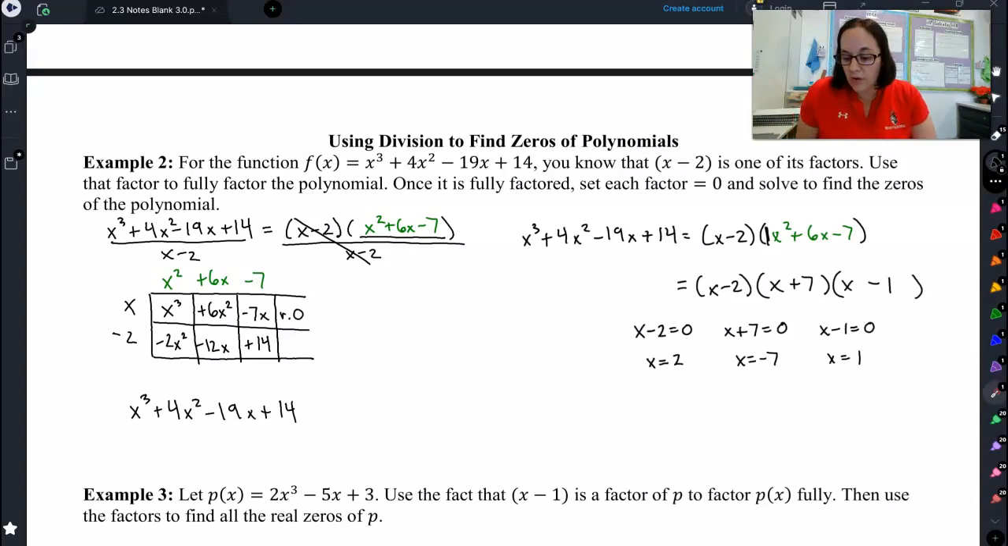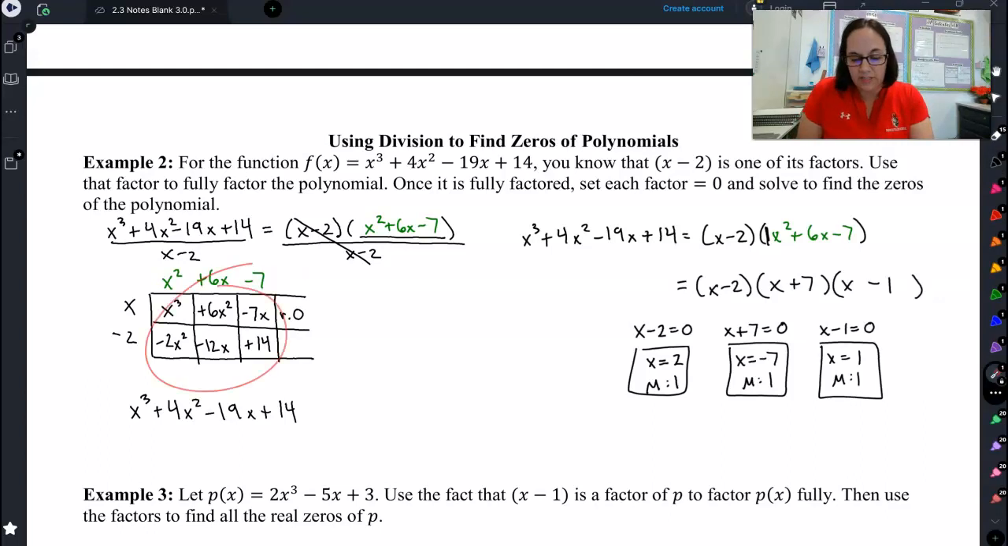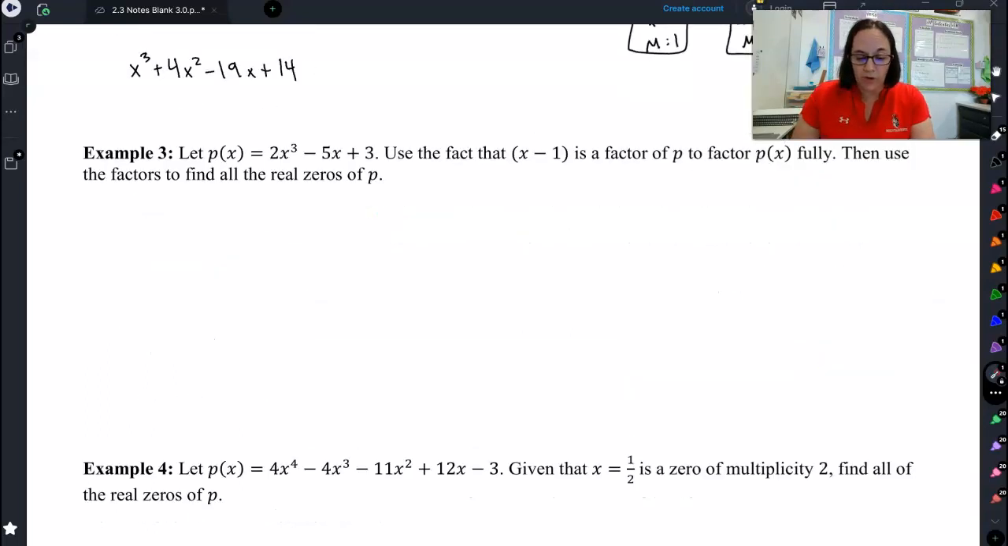So this graph, this polynomial, is going to have x-intercepts at 2, -7, and 1. Notice the exponents on all of these are a 1, so they will all be multiplicity 1 x-intercepts. And now we could graph this. So that's the whole point of today's lesson, is doing this division to get this part, and then factoring your quadratic so that you can solve to find all the x-intercepts, or we also call those the zeros of this polynomial.